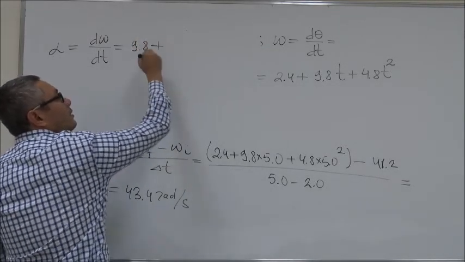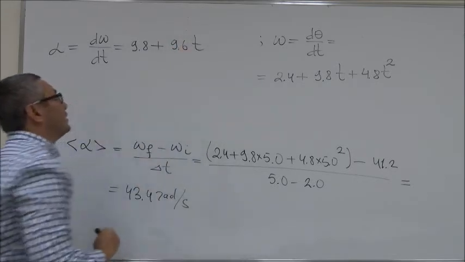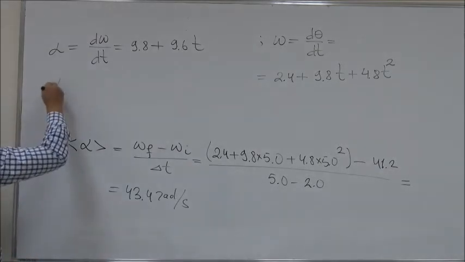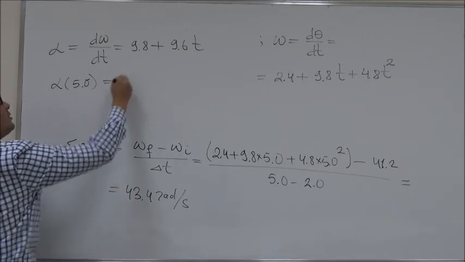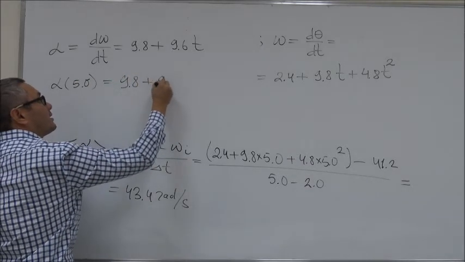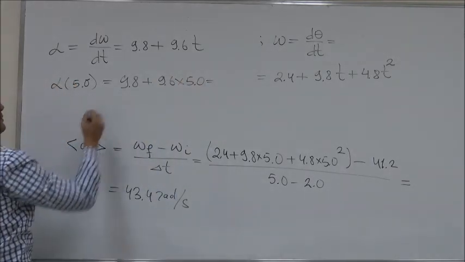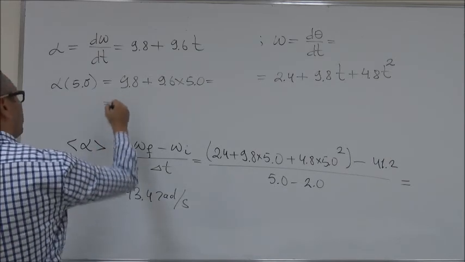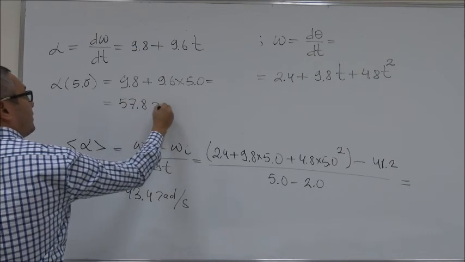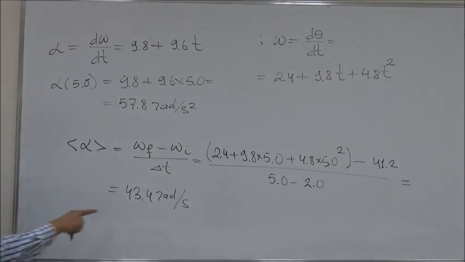9.8 plus 9.6 t. So the instantaneous acceleration at time t equals 5 seconds is equal to 9.8 plus 9.6 times 5. So this is equal to 57.8 radians per second squared. Here, by the way, we also have per second squared because this is acceleration.